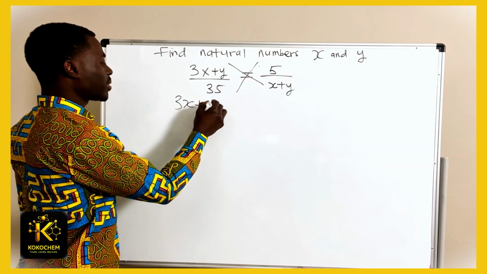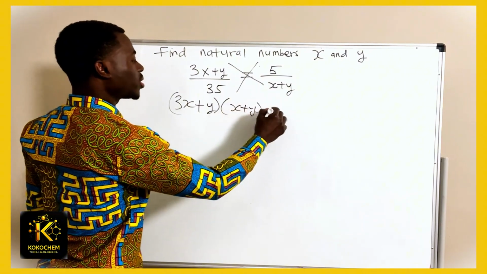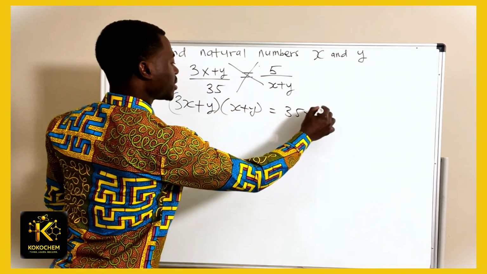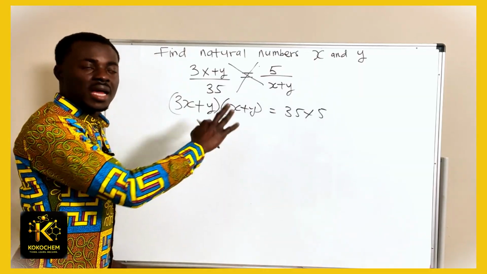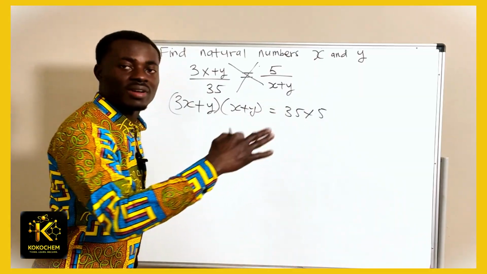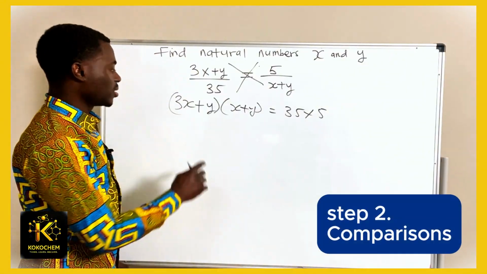Step 1: cross multiply. We get (3x plus y) multiplying (x plus y) equal to 35 times 5. We do not expand; we shall get 35 times 5, which is one value.